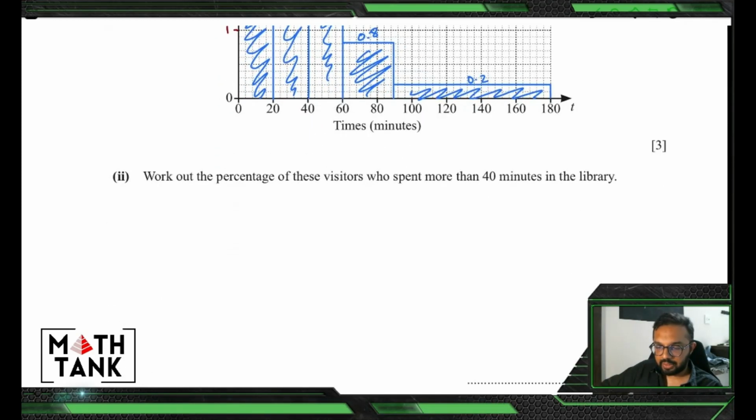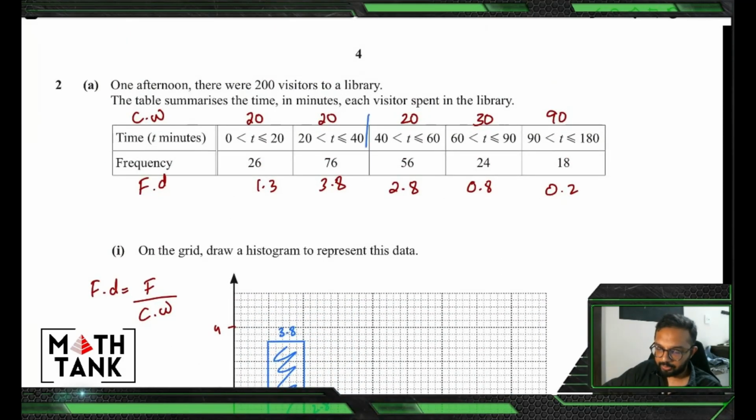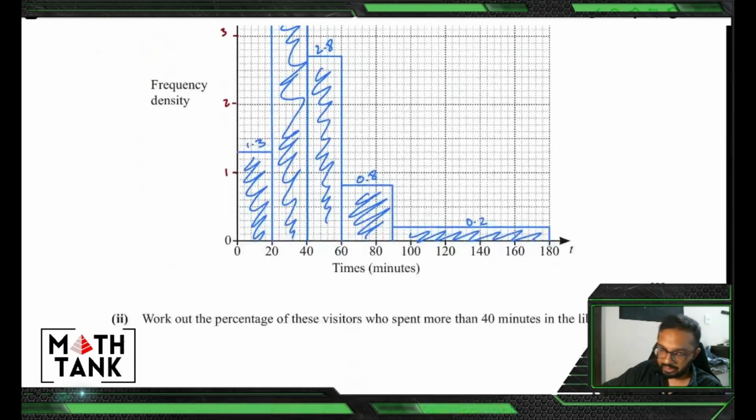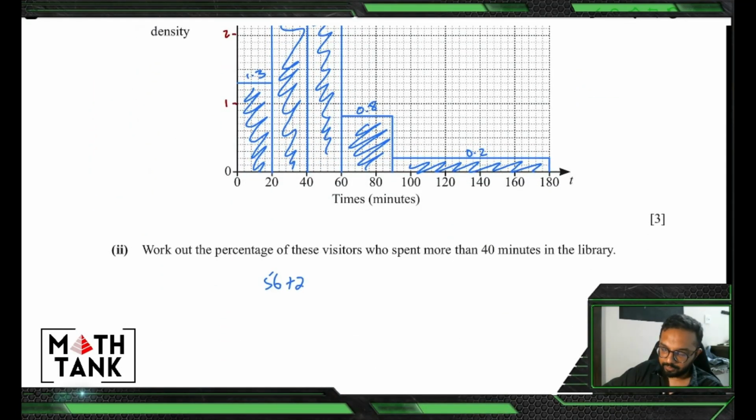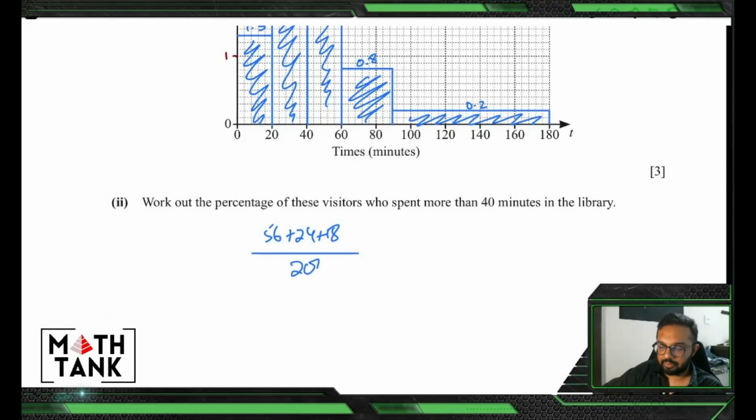Okay, work out the percentage of these visitors who spend more than 40 minutes in the library. So how many do you think spend more than 40 minutes? All of these people, right? So 56 plus 24 plus 18 out of the total. What's the total? It says 200 visitors at the top. Divided by 200 multiplied by 100. Let's calculate. It's 49%.